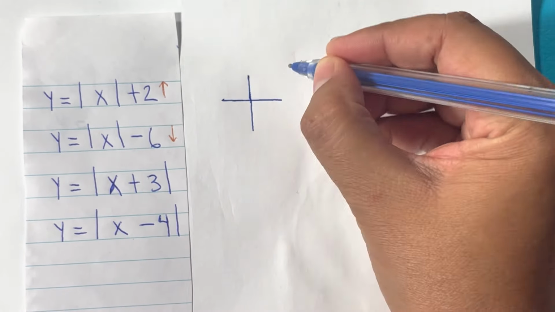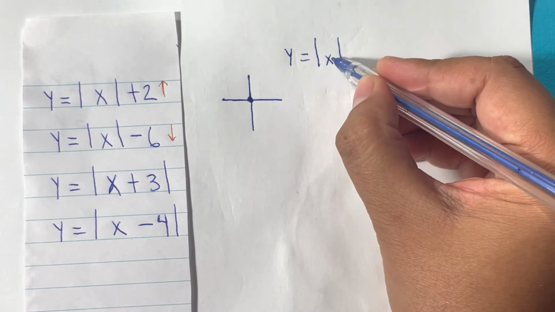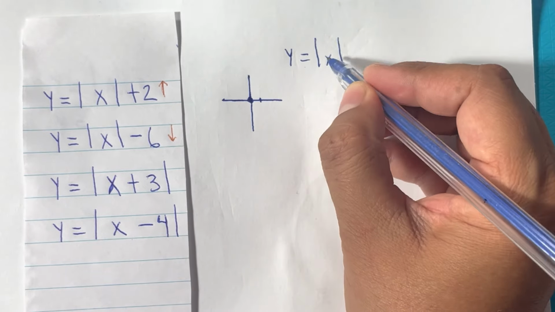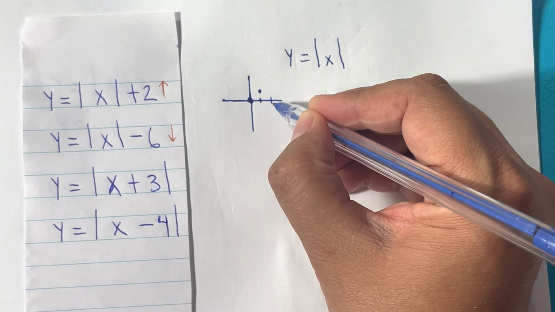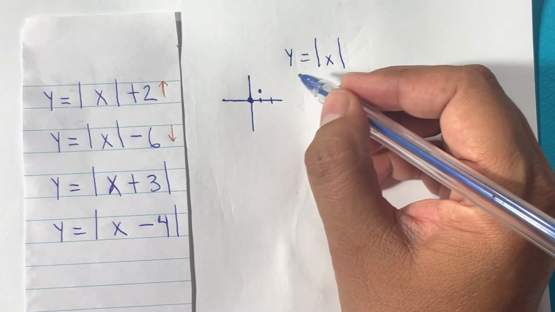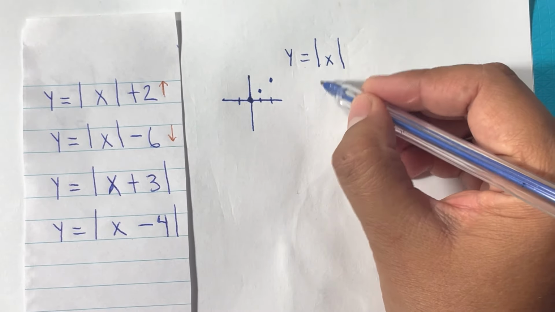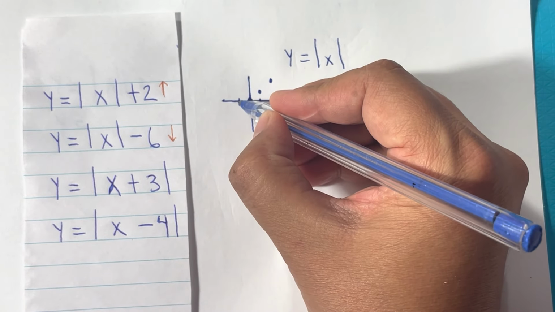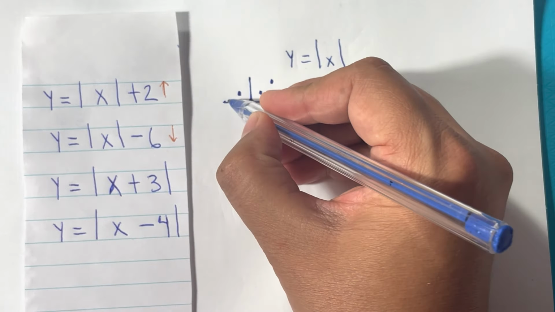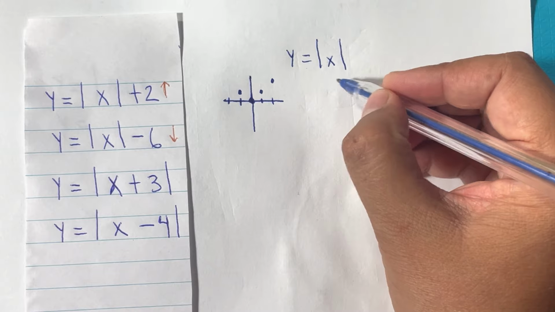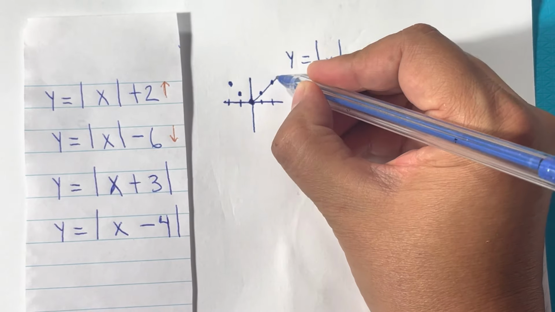My mother graph for y equals the absolute value of x will be 0, 0. Then if x is 1, y will be the absolute value of 1, which is 1. If it's 2, it's going to be the absolute value of 2, which is 2. If it's negative 1, the absolute value of negative 1 is positive 1. So negative 1 for x, but positive 1 for y. And then if it's negative 2, it's going to be the absolute value of negative 2. It's positive 2. So that's my mother graph.